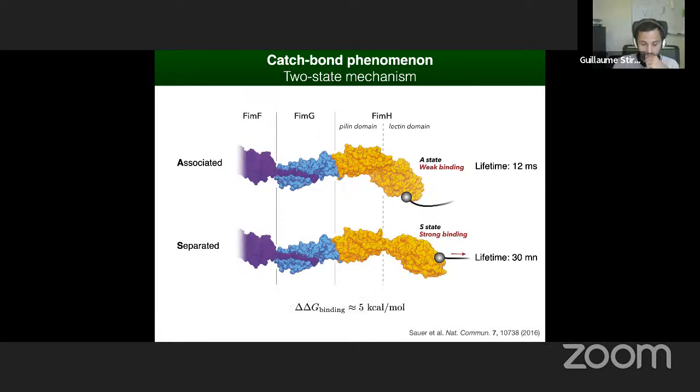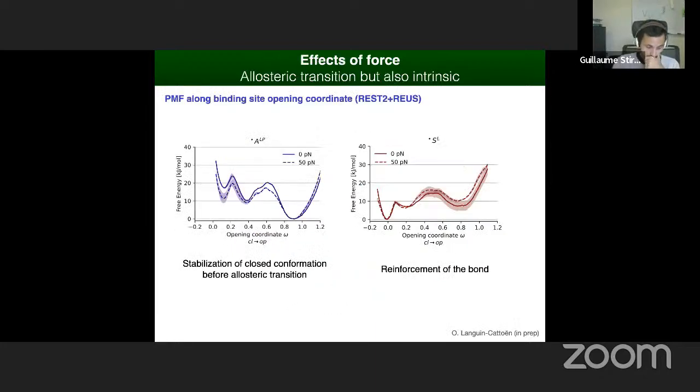Yeah, so this is a delta G of binding between the two species, and which is the following. Force can separate the two proteins, like I showed you, right? So it's some allosteric regulator. But what we found is that force was also reinforcing strong binding in each of the states, associated and separated. So let me explain to you how this works here.